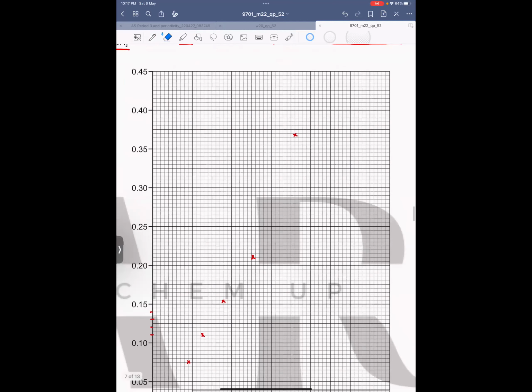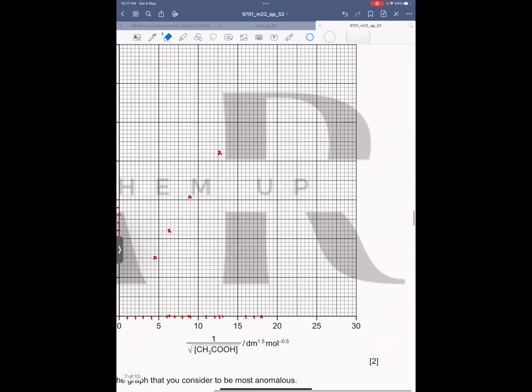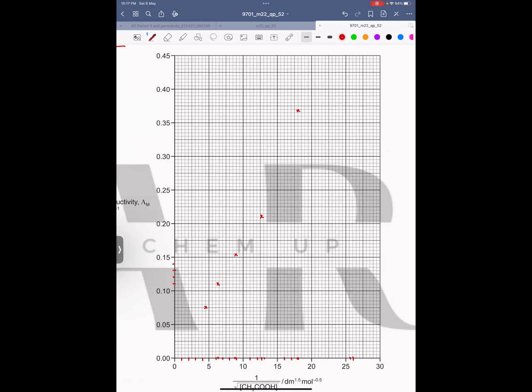Now 25.3 and 0.428. So on 25.3, what is the value? Yes, can anybody repeat the value, please? 0.428. So it must be over here.